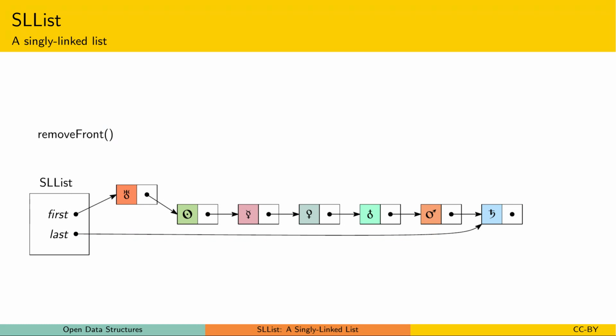Removing a value from the front of an SLList is easy. We just change the list's first pointer to the next node of the first node.